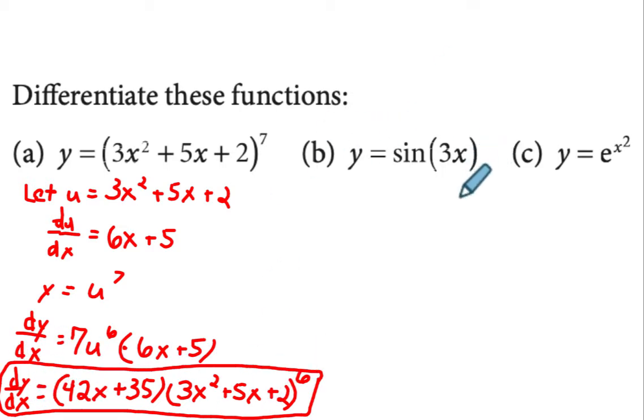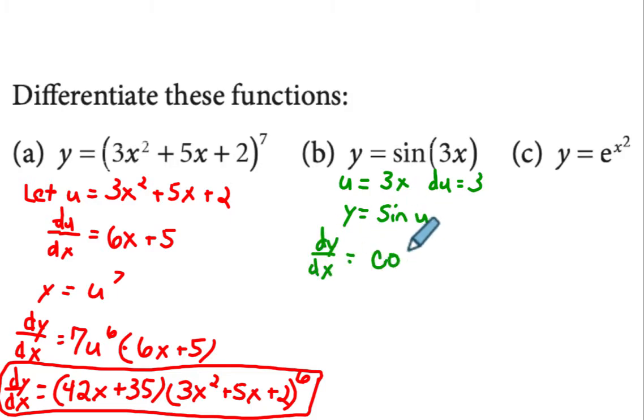Okay, and in part b, the inside function is 3x, so we're going to let u equal 3x, and then the derivative of that is going to be 3. So rewrite y in terms of u. The derivative, as I know from my table, is cosine of u, multiplied by the derivative of u, which is 3. So therefore, my derivative of y with respect to x is 3 cosine of 3x.